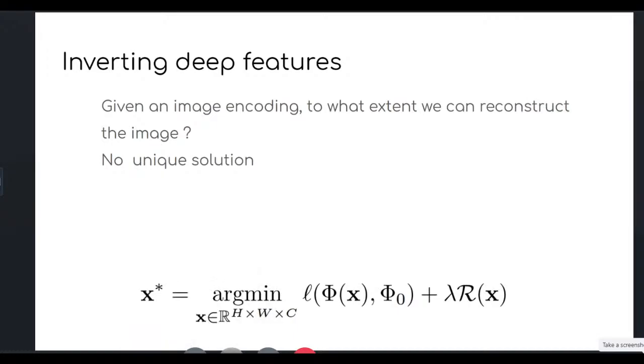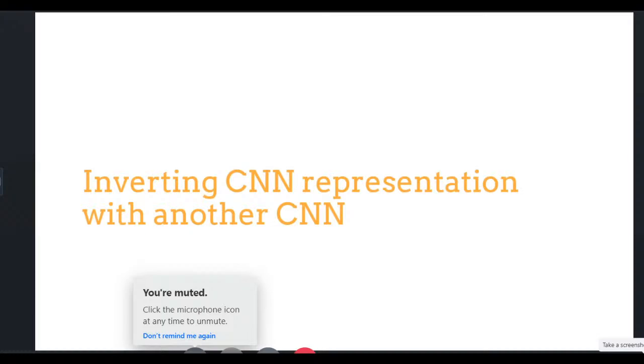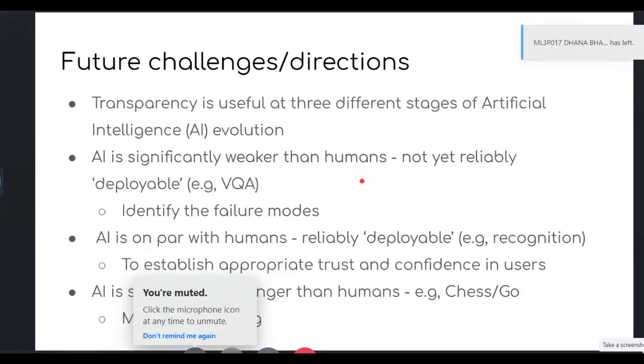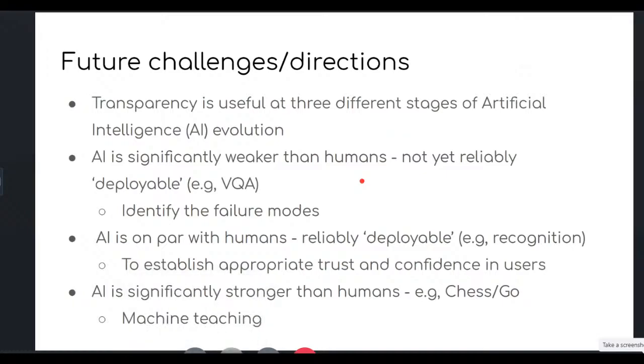So that is what I had for today. But let me just quickly summarize the future challenges and directions in this area. Model transparency is useful in different stages of artificial intelligence evolution, right? So now we are at a high time actually.